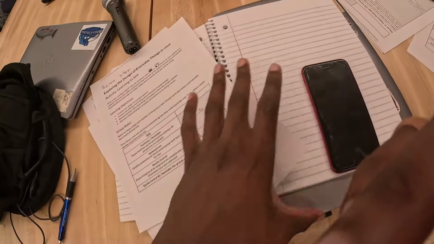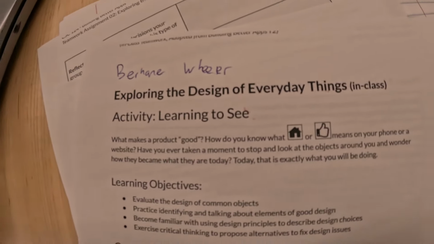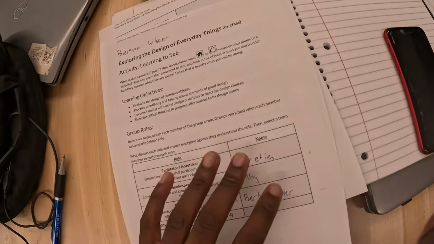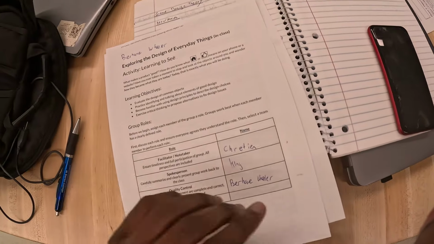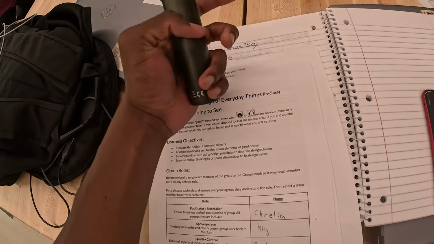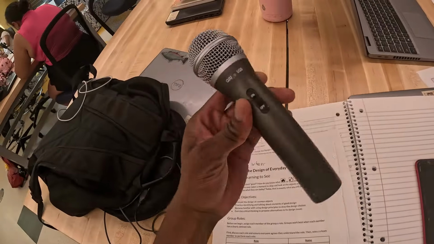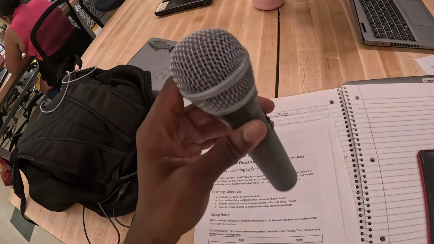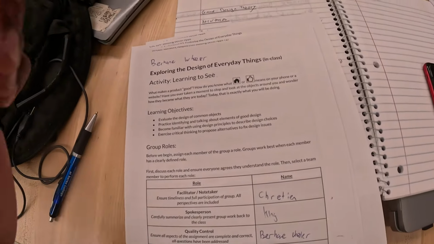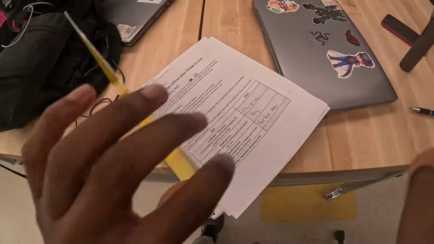So I'm in class right now, and we're given a project to do this right here, exploring the design of everyday things, in a computer science class about human-centered design. We were told to bring objects to class which we want to talk about in terms of design. So I brought this microphone here, which I use for every one of my videos. And we're just gonna answer these questions in the group project. I just finished with class, so close my books and pack up.